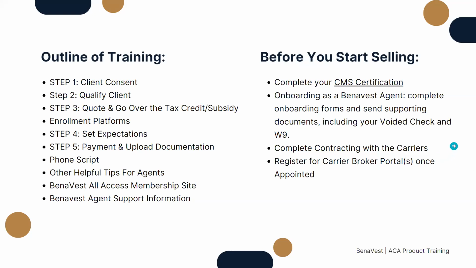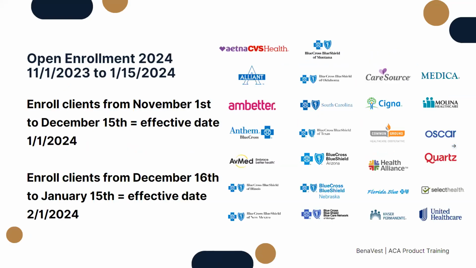So let's go ahead and dive right in. So open enrollment 2024, it's almost here, right? It starts November 1st to January 15th. So if you enroll your clients from November 1st to December 15th, they will be effective January 1st. If you enroll your clients from December 16th to January 15th, they will be effective February 1st.